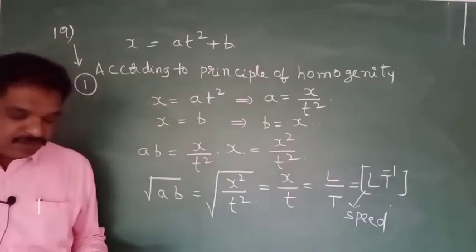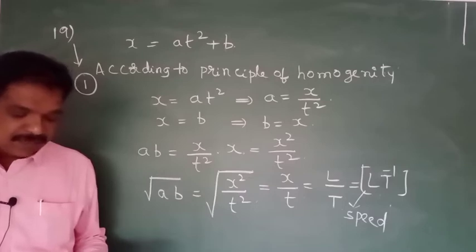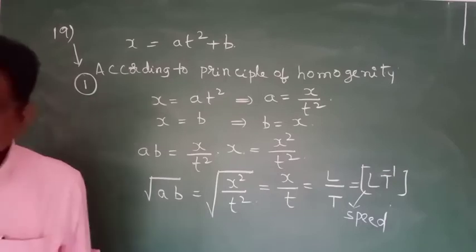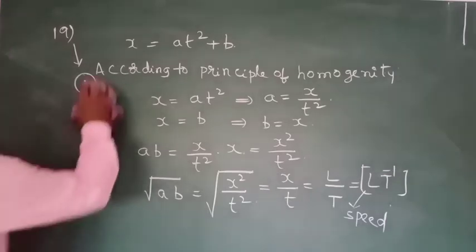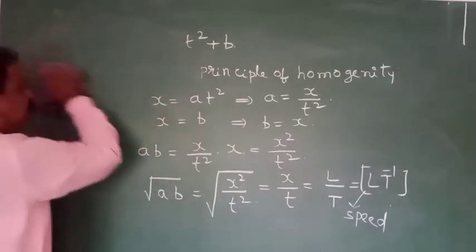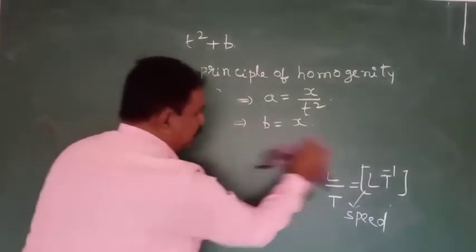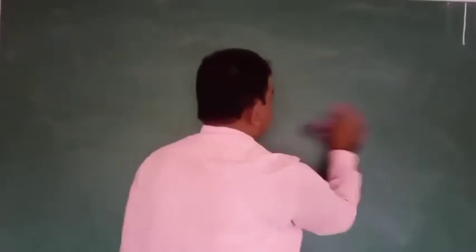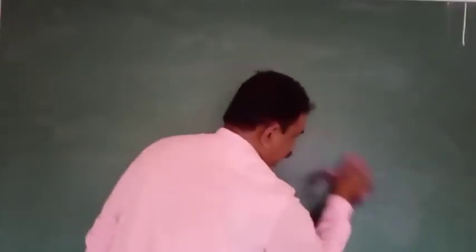Next, question number 20 you see. Which of the following represents the correct dimensions of coefficient of viscosity? Means they are asking the dimensional formula of coefficient of viscosity.